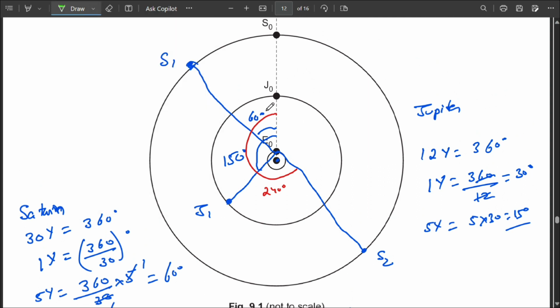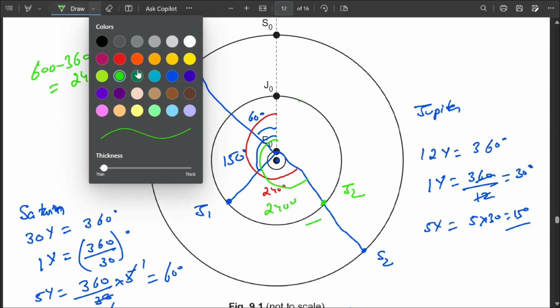For Jupiter, it has completed one rotation of 360 degrees. So what you will do, 600 minus 360 is how much? This is 240. In one complete rotation, it has completed 360 degrees, and again from here it will go 240 degrees. So this will be J2. This angle is also 240 degrees. This is the position of J2, which means they are again aligned in 20 years.